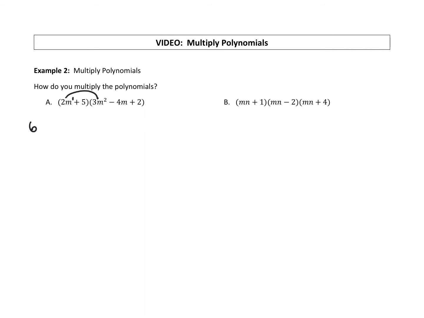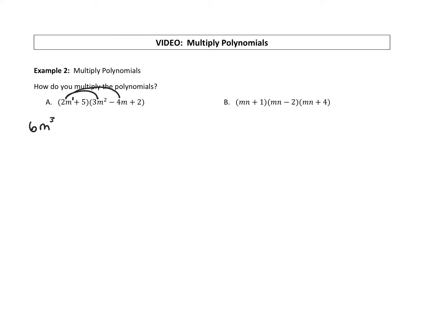If it helps to write it in, go for it. M to the first times m to the second power is m to the, but we actually add 1 plus 2 when we get to the third power. Now we're going to distribute to the next term. We're going to be very careful with our signs.